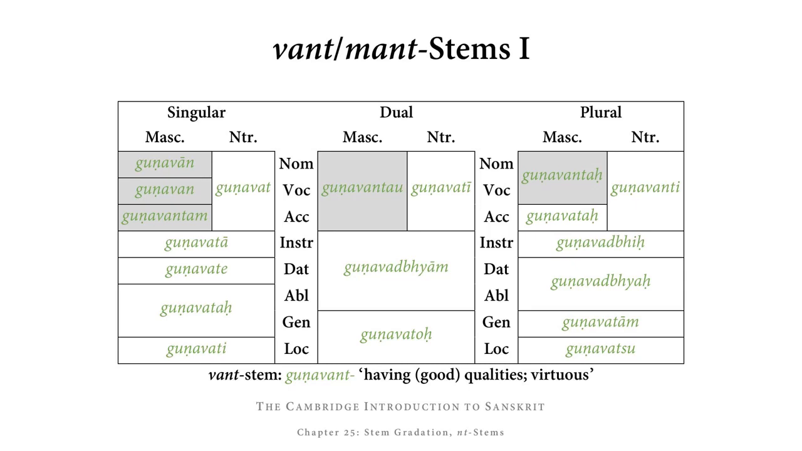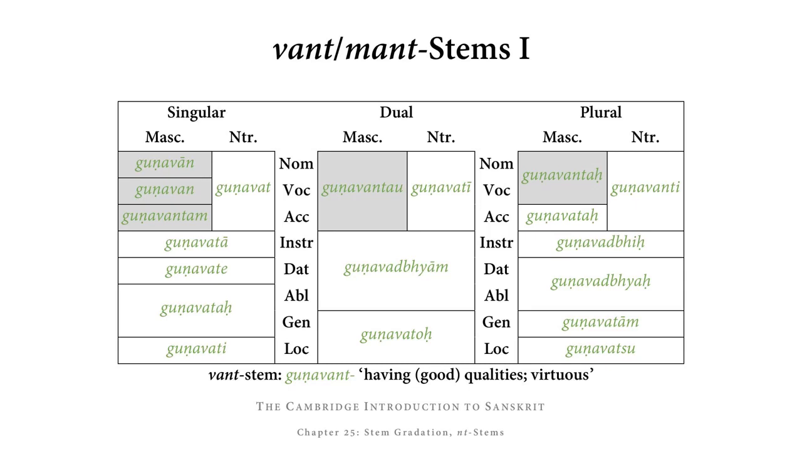And the locative plural has the ending su, which does begin with a consonant, but it's an unvoiced consonant, so the T remains as it is. It remains unvoiced, so we have gunawat su. So much for the masculine forms, which show stem gradation.